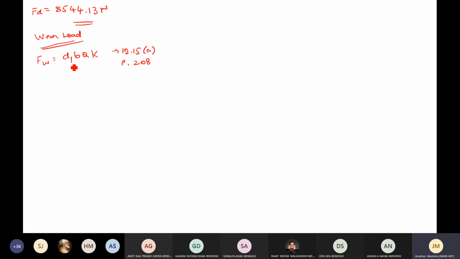Now what does it mean, D1 here? We know that the pinion is, in simple words, something that is driving it, driving the system, driving the pair. So the wear starts at the driving gear, not the driven gear. So that is why FW is totally related to D1, not D2. Simply because we are designing with the weaker gear in mind, don't change this, because this is always D1. D1 B Q into K.